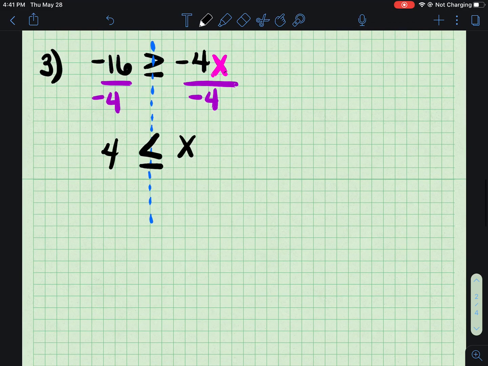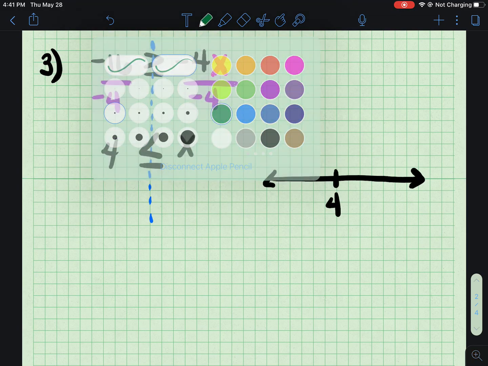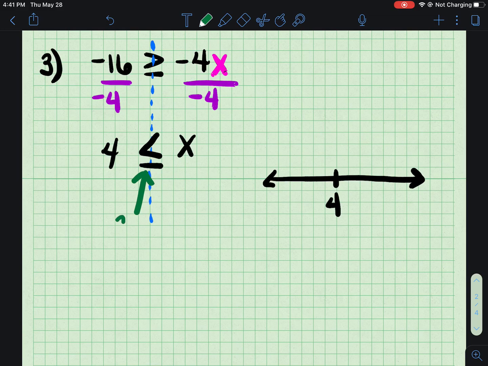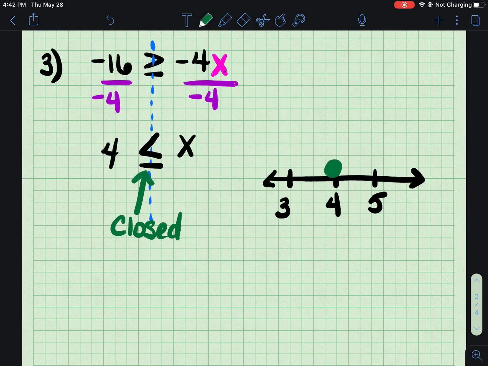This one's a little easier to graph, so we're going to put this on a graph because we're dealing with positives. 4 goes in the middle. I check my inequality symbol to see, do I have that line or not? I do, so it's closed. Let's put our two numbers on each side. So 5 is right above 4 and 3 is right below 4. Now I need to decide. It says that 4 is less than or equal to x. So 4 is the smaller number. That means the arrow needs to go where it's bigger. 5 is bigger, so we're going to point that direction, larger.